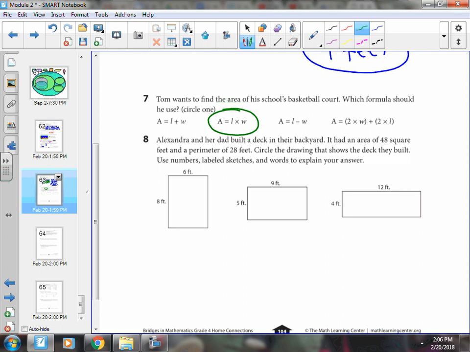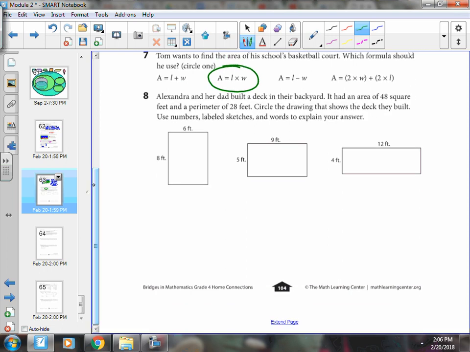Number 8, Alexandra and her dad built a deck in their backyard. It had an area of 48 square feet and a perimeter of 28 feet. Circle the drawing that shows the deck they built. So the area has to be correct and the perimeter has to be correct. Let's do area first. Area is 48. That means the length times the width is 48. Well, 8 times 6 is 48. 5 times 9 is 45, so that one can't be it. And the last one, 4 times 12 is also 48. So we've narrowed it down to the first one or the last one.